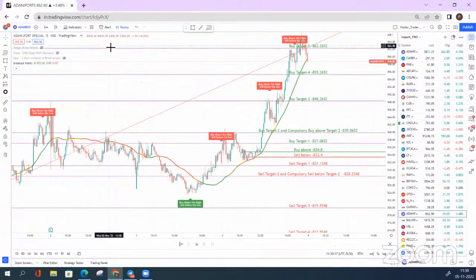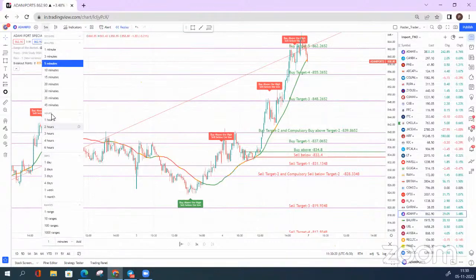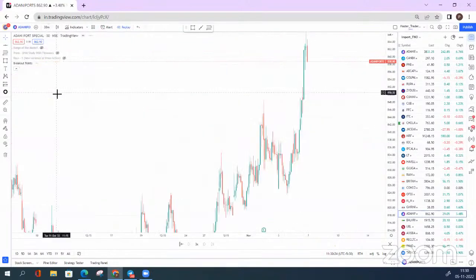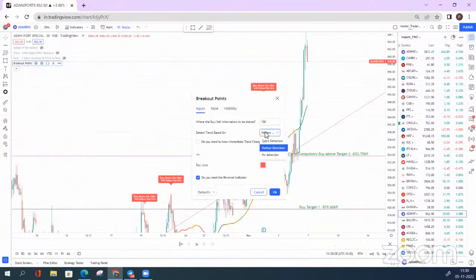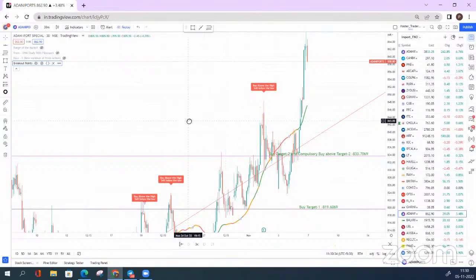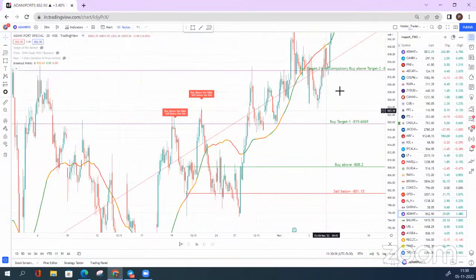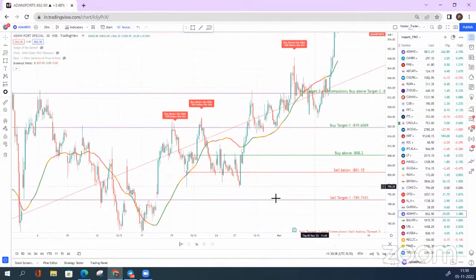I want to do a perfect positional trade. So what I'll do is change to 30 minutes here, and then I'll change the breakout points to perfect, 30 minutes, and then I say okay. What it really tells you is where to buy the script.